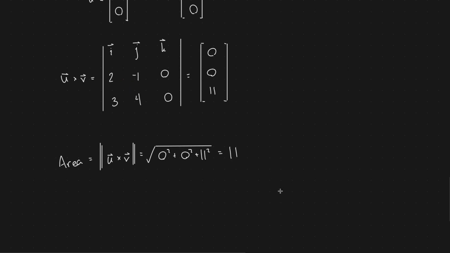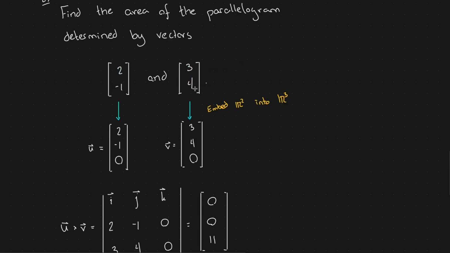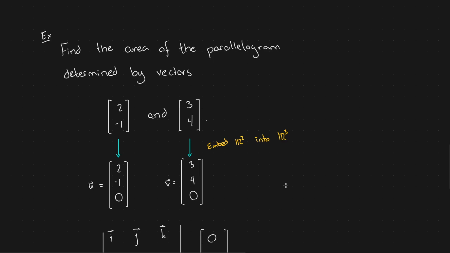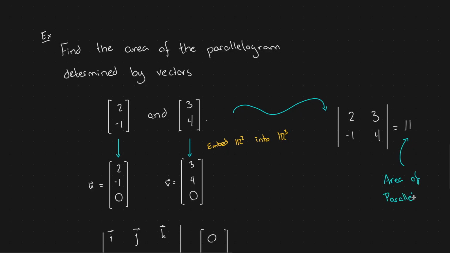It turns out that that's a general rule. Rather than going through all this work embedding the two-dimensional vectors into three-dimensional space, if I just take my two vectors and put them in a matrix, and then take the determinant of that matrix, I get what I want. 8 minus negative 3, that's 11. It's the area of the parallelogram. And again, that's not a coincidence.